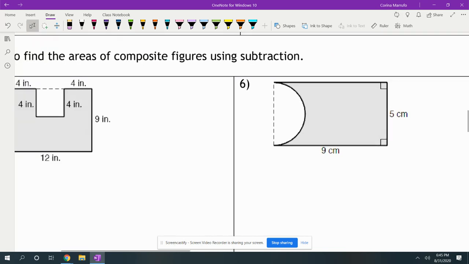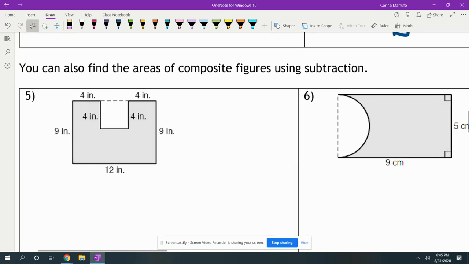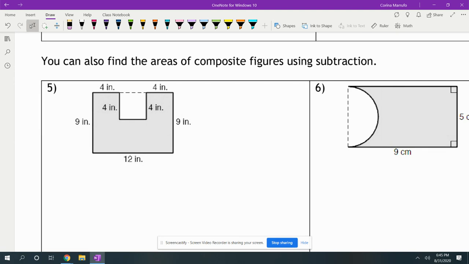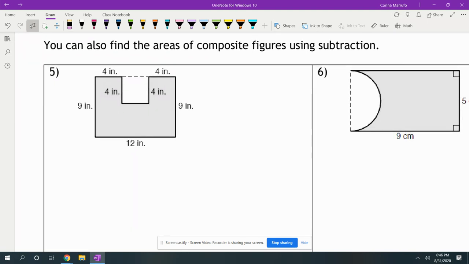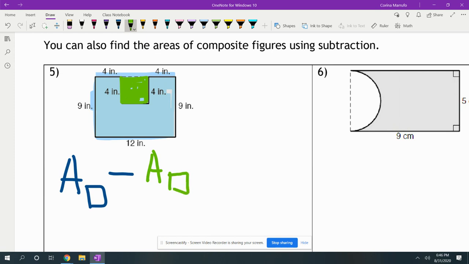All right. So this one says you can also find the areas of composite figures using subtraction. So here is one example. So if we look here, we are going to take the area of this whole entire rectangle. Okay, so the area of that whole rectangle, and then we are going to subtract this tiny little square in here, and that would give us the area of this U-shaped kind of thing. So we would subtract the area of that little square, or so we think it's a square.